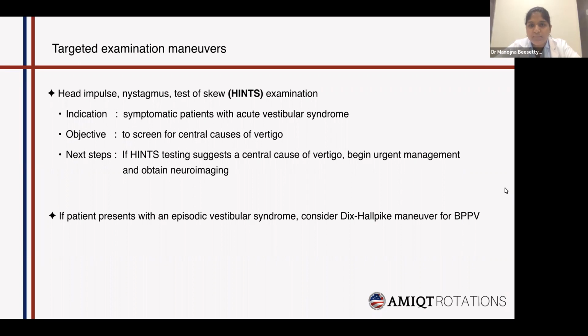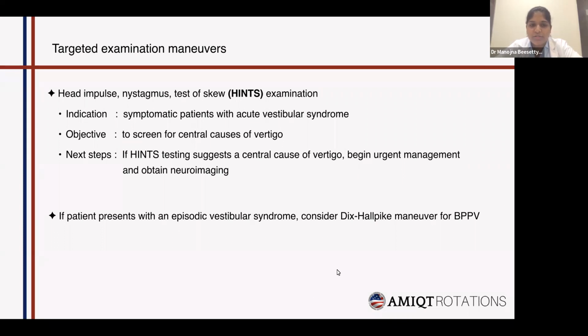HINTS examination is usually avoided in asymptomatic patients because it has a high likelihood of false negative results. So we should prefer to do the examination only in symptomatic patients with acute presentation. The objective is to screen for central causes of vertigo. Once the HINTS examination suggests that the cause is central vertigo, we should begin urgent management and opt for neuroimaging because central causes of vertigo are medical emergencies.